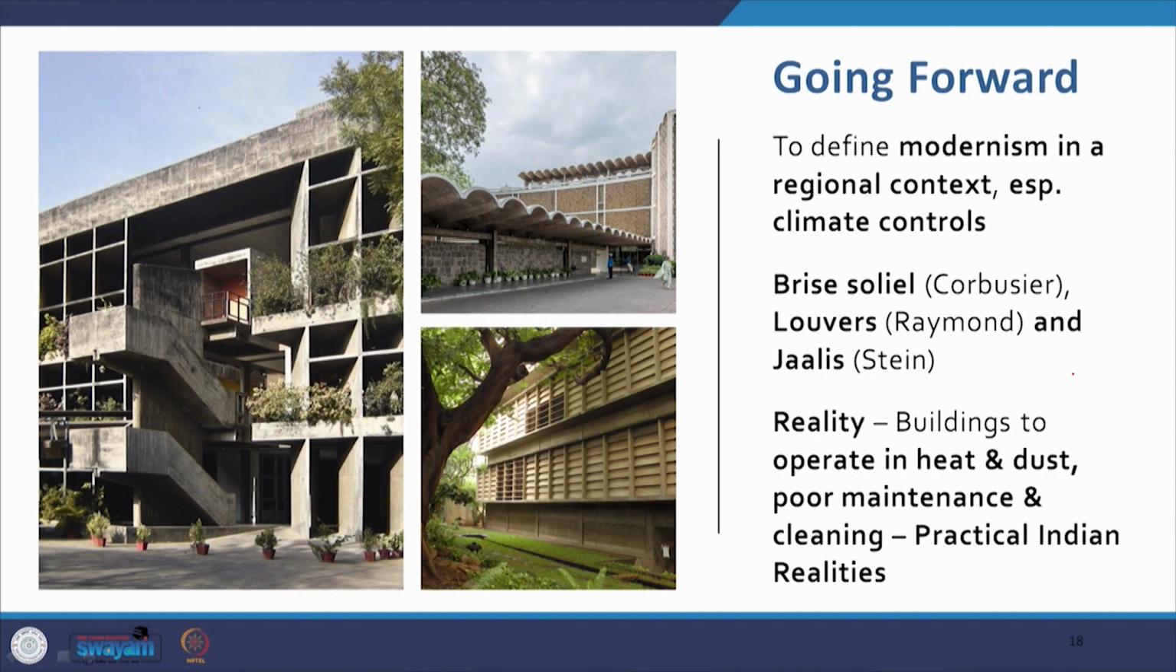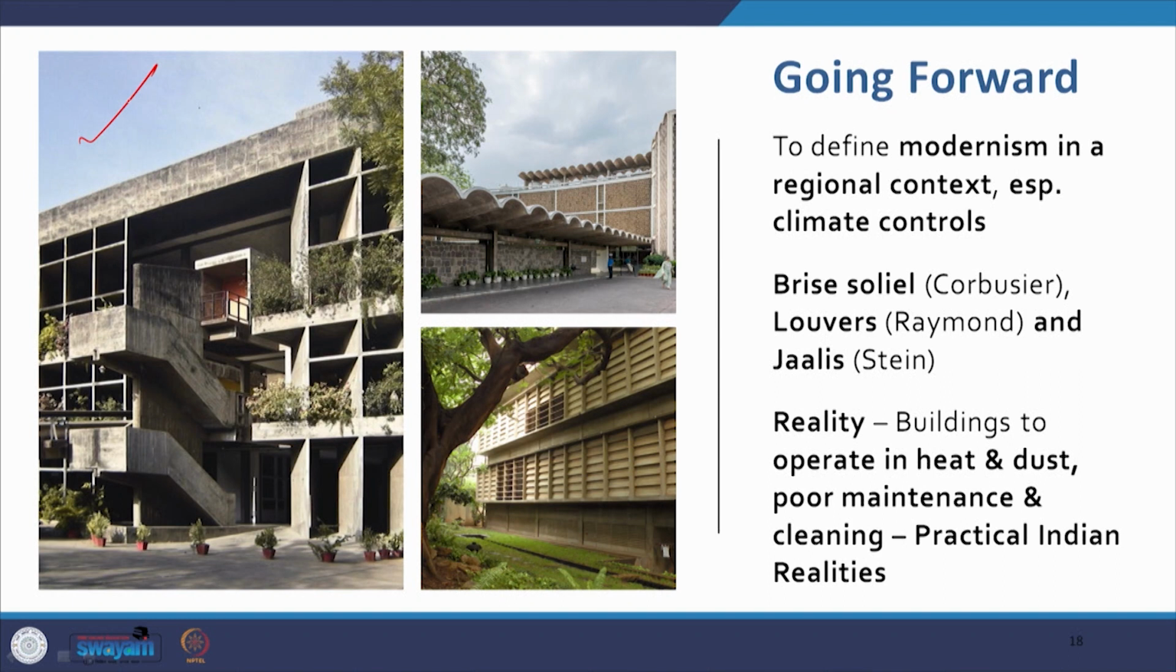Now going forward, we will be again looking at these ideas later, that is, to define modernism in a regional context, especially with regard to climatic controls. We will see that even architects like Corbusier, having come to India, did respond to Indian climatic conditions. And we see that in the Mill Owners Association building in Ahmedabad by Corbusier, where he provided deep louvers at an angle of 45 degrees to cut out the sun from entering the building.